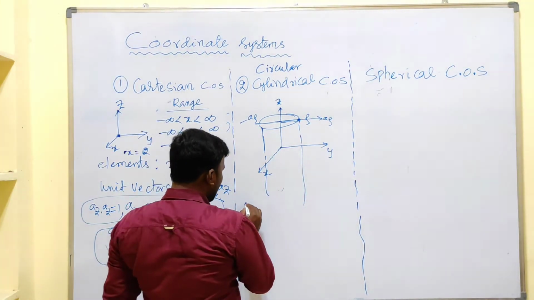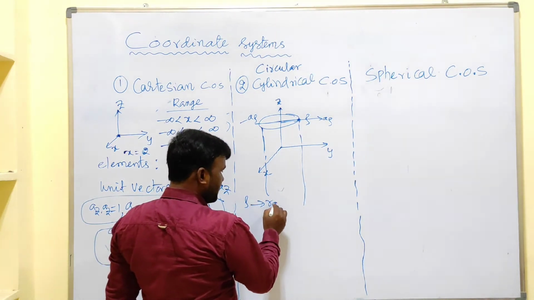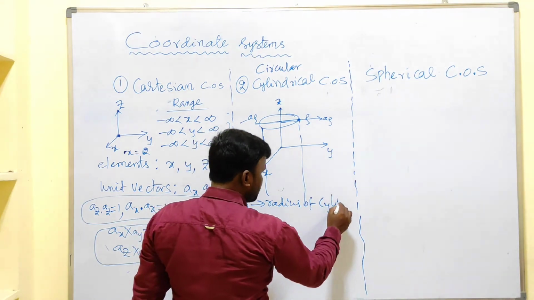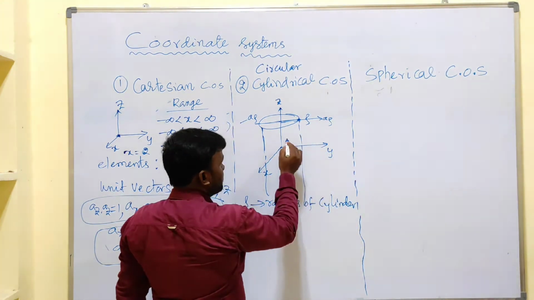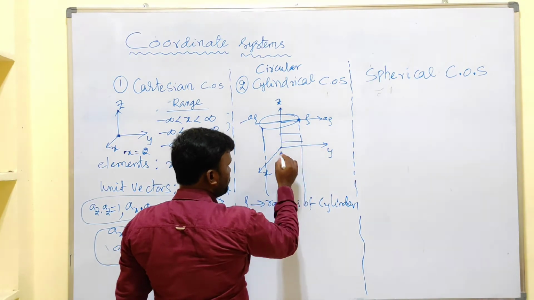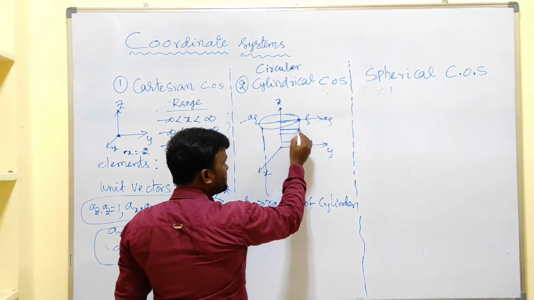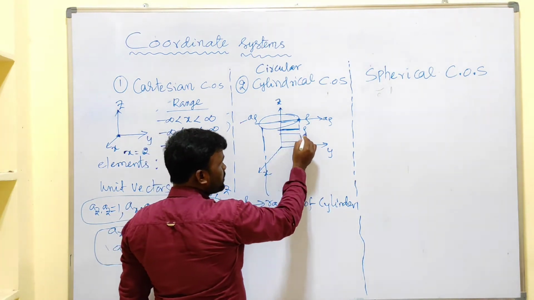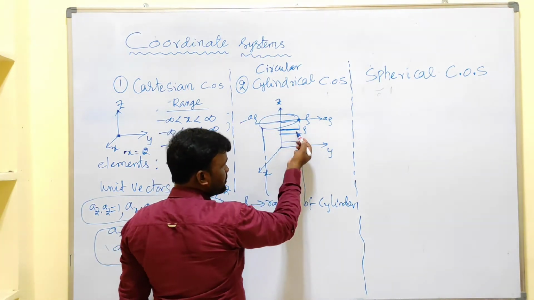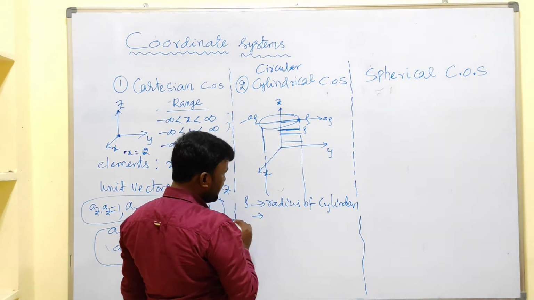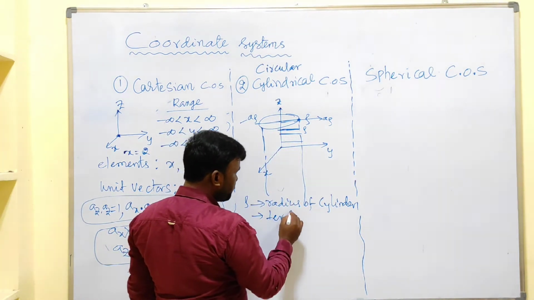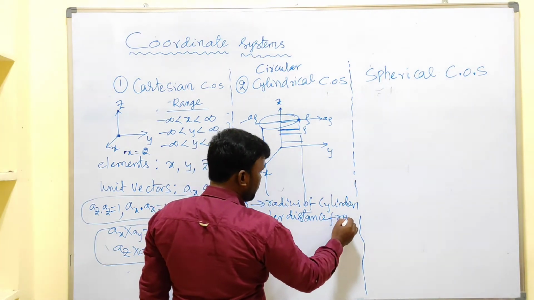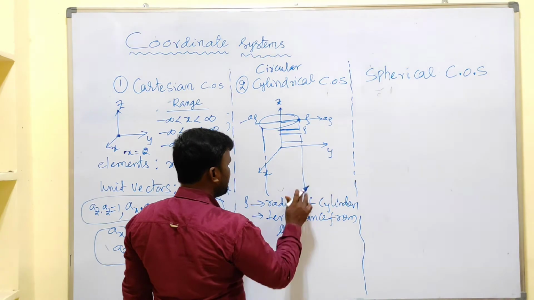Rho is called the radius of the cylinder. See here, it is also rho, it is also rho. This rho is perpendicular to z. This rho is also perpendicular to z. That means I can say a perpendicular distance from the reference axis.